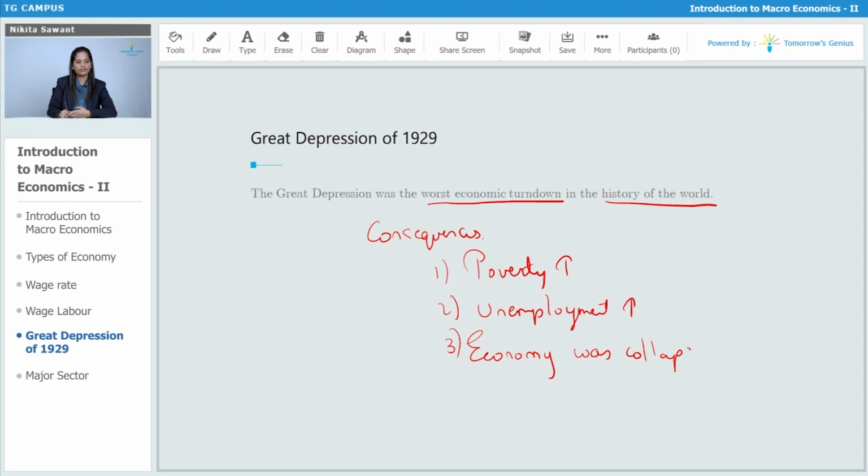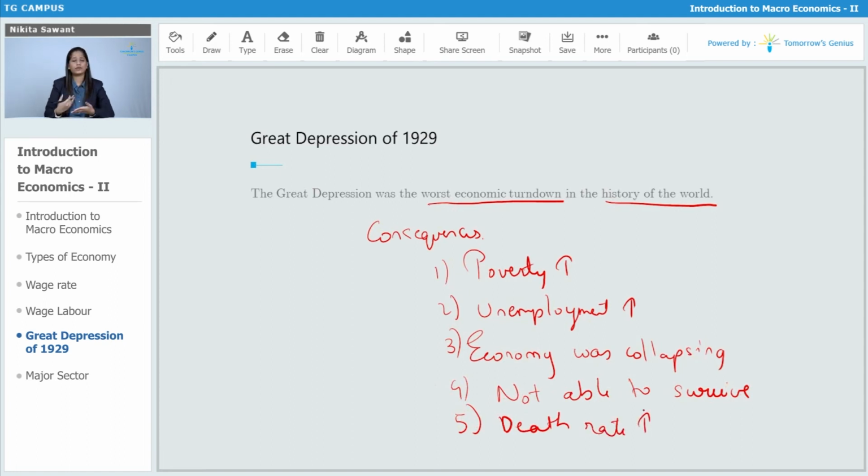Even the rich were not able to afford things. Now you can imagine, if even the rich were not able to afford, then what was the situation of the poor? People were not able to afford basic necessities. That means they were not able to survive. And when people were not able to survive, the death rate increased. Many people were dying due to hunger.